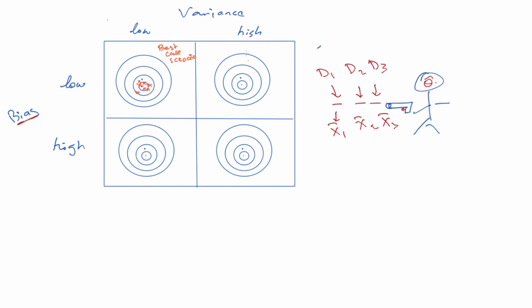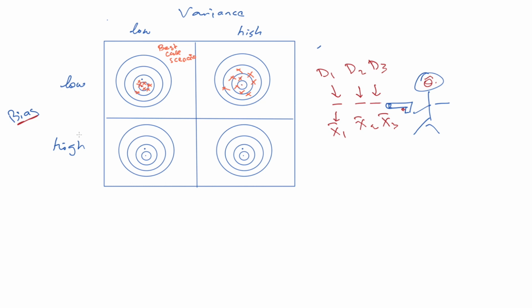Now, if I have low bias but high variance, well, low bias means I'm still going to be centered around the truth, but I'm going to have a very high spread. So I kind of know where I'm shooting, but I'm not very precise in my shots. So you can see that on average, if you average these, it's still going to be the right point in the middle, but the spread is kind of imprecise.